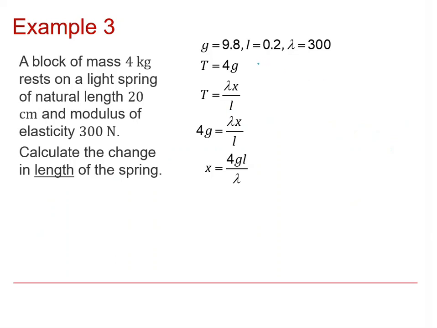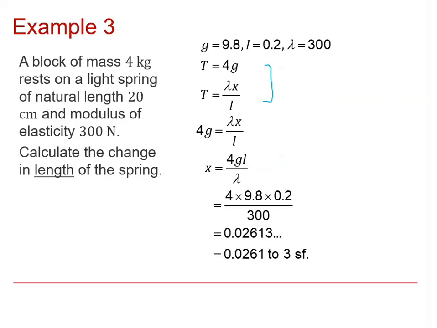You see we've eliminated the T from these two so that we can say that 4g is lambda x over L. We've made x the subject by multiplying both sides by L over lambda, and then we can put the numbers in. So we end up with a figure of 0.0261. Now here I don't go straight into saying that number is the answer. I think back to the question where the natural length was given as 20 centimeters, so we should, to be consistent, express this in centimeters while we know that it's in meters, so that will be 2.61 in context, 2.61 centimeters.